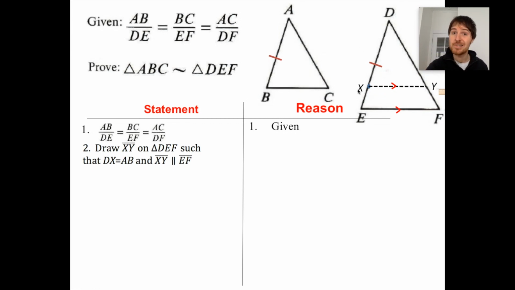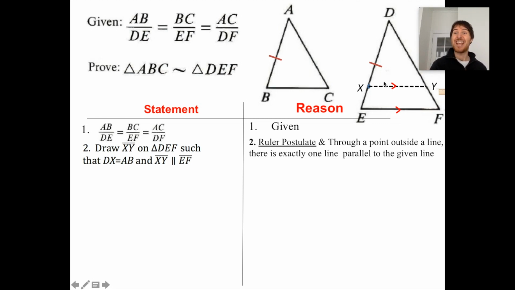The ruler postulate tells us length AB is a real number distance, so I'm able to move that somewhere else if I want to. So that's the ruler postulate. And again, through a point outside of a line, there's exactly one line parallel to a given line. That would justify the existence of a line XY parallel to EF and point X justifying its distance from point D as AB. That would be the ruler postulate. Okay, so that's all there is to that one here.